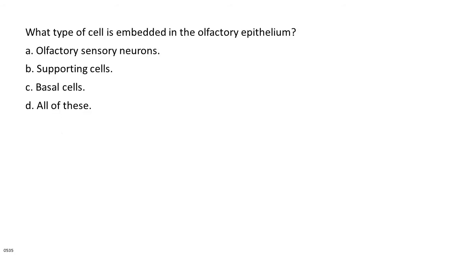What type of cell is embedded in the olfactory epithelium? A. Olfactory sensory neurons. B. Supporting cells. C. Basal cells. D. All of these.